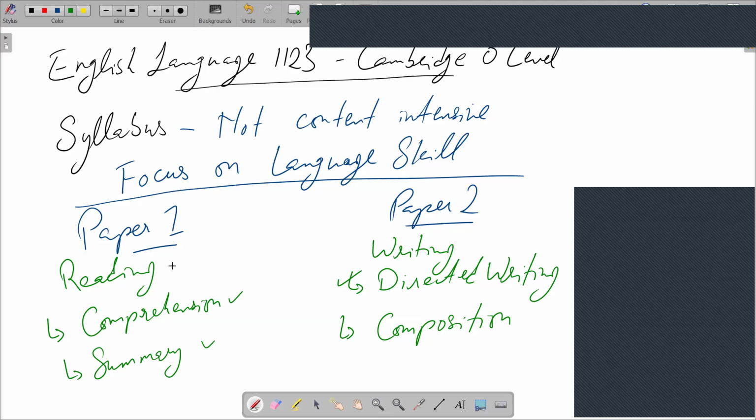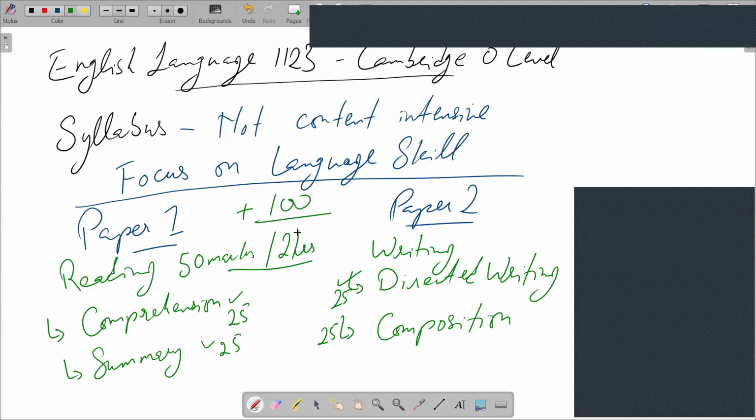Each of these papers is worth 50 marks and is 2 hours in duration. So that goes for both the reading and the writing papers. And each individual task, as you might guess, is worth 25 marks. So it's very evenly split. The total of these two is 100 marks. It used to be 110, but we're no longer concerned with that, obviously.